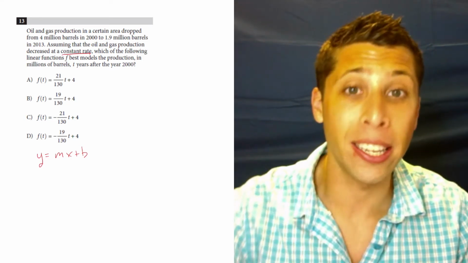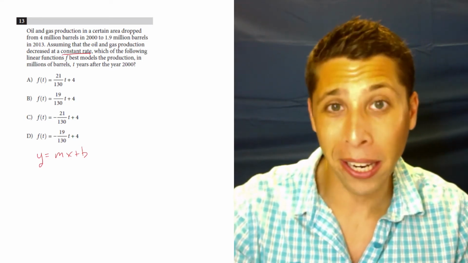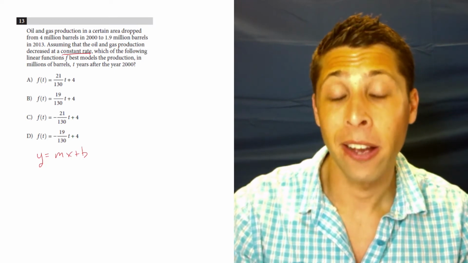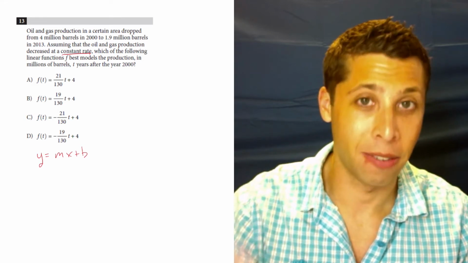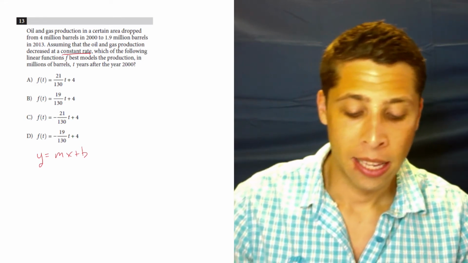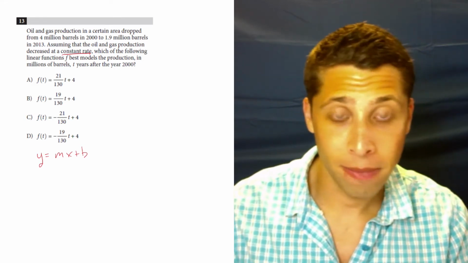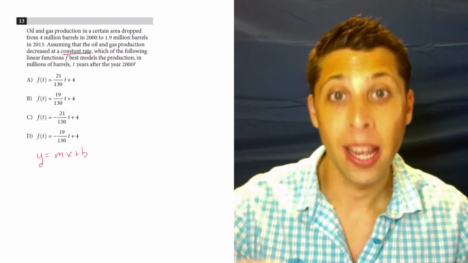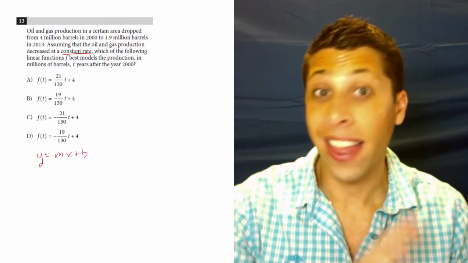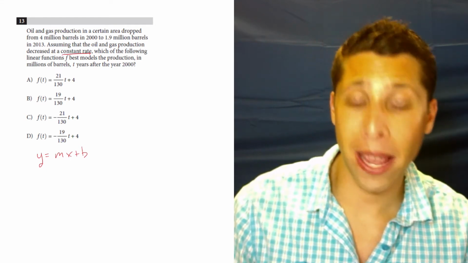That's a key phrase that you should link in your brain to lines. Okay, constant rate, a line, that's what the slope is. It's the constant rate. So if we're thinking about it in terms of lines, we should see one thing right away. We have two that are positive slopes and two that are negative slopes. That is a very easy thing to determine based on the story.